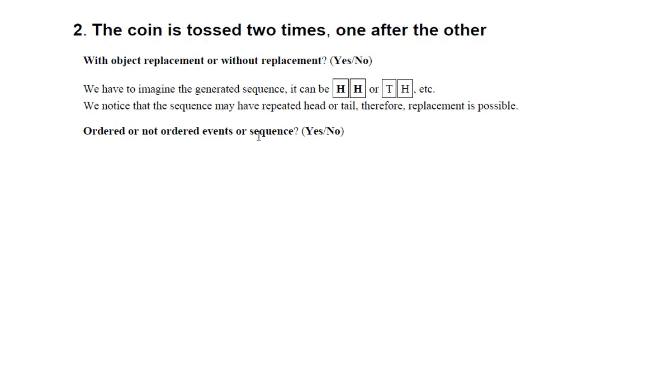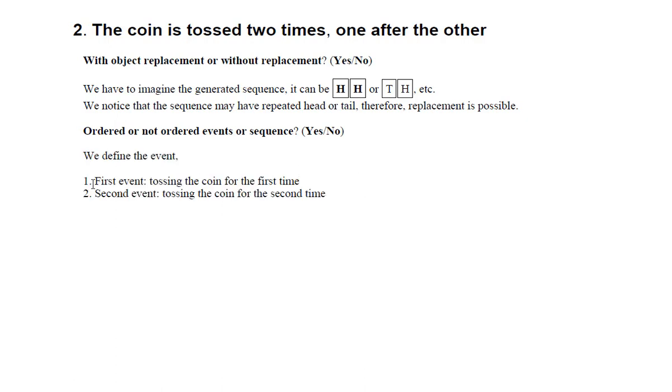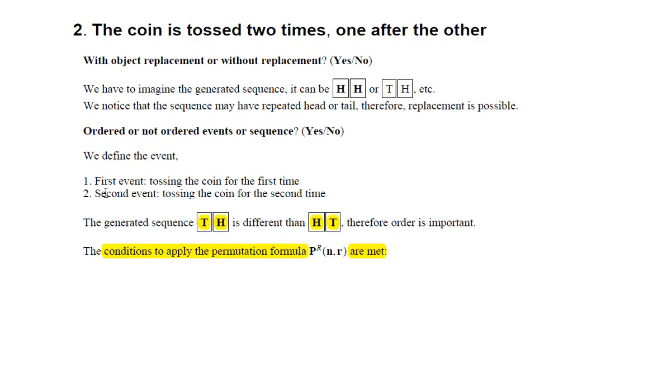The second question is, does order really matter or not? So we have 2 sequential events. The first event, tossing the coin for the first time, and second event, tossing the coin for the second time. So order is important, and the reason is tail and head will be counted separately from head and tail. So the conditions to apply the permutation formula are both met, and they are order and replacement.